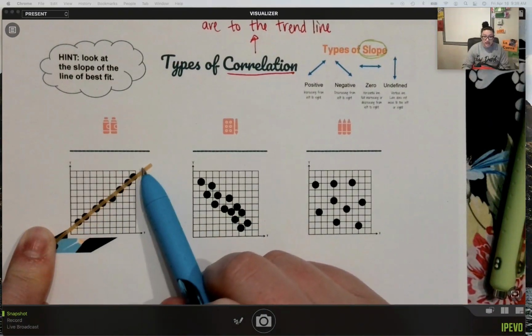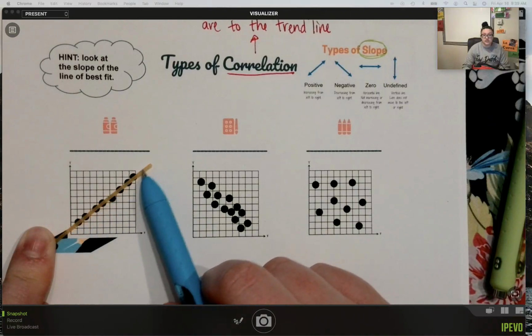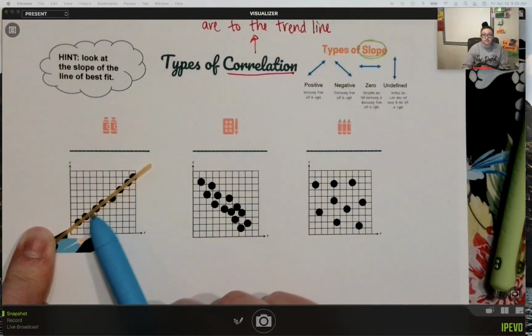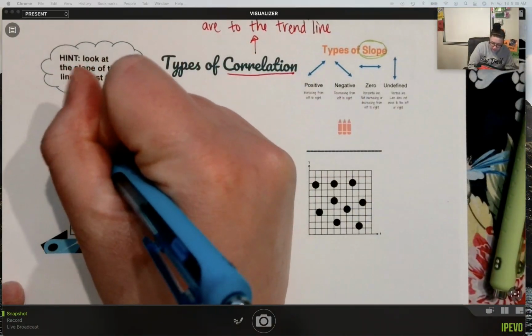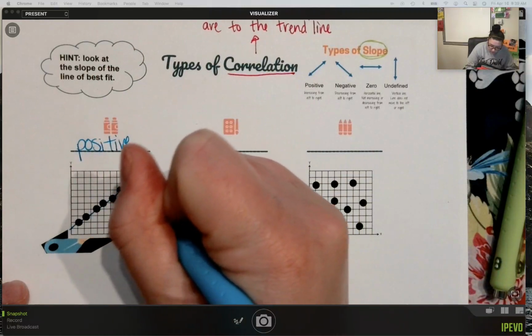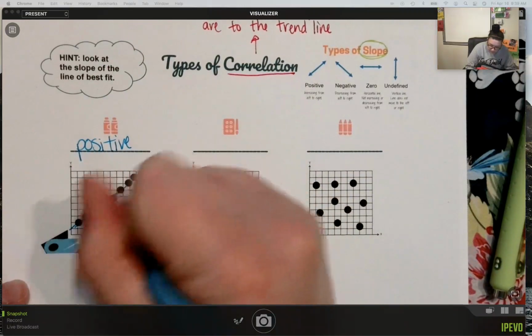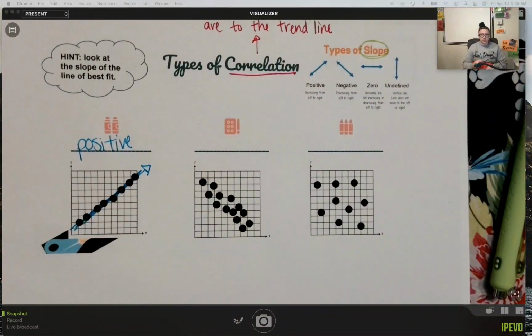And if I look at this line of best fit, is that positive or negative slope for that trend line? Positive. My line is going up. So that would have a strong positive correlation. Strong positive correlation.